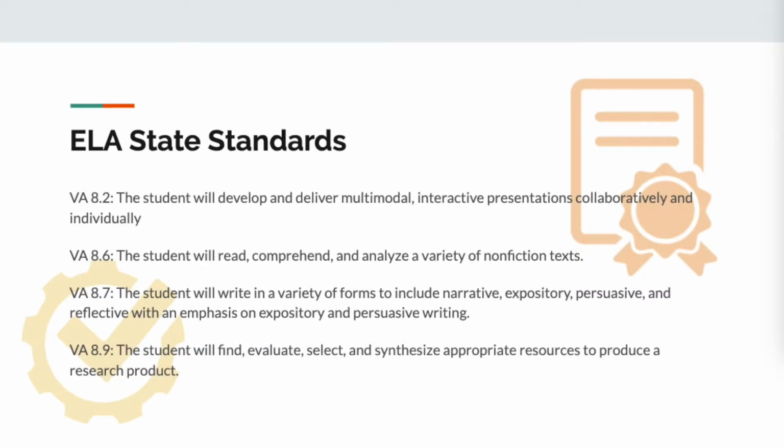Some of the state standards that we'll cover in this unit are 8.2, that the student will develop and deliver multimodal interactive presentations collaboratively and individually. 8.6, that the student will read, comprehend, and analyze a variety of nonfiction texts. 8.7, that the student will write in a variety of forms to include narrative, expository, persuasive, and reflective, with an emphasis on expository and persuasive writing. And 8.9, the student will find, evaluate, select, and synthesize appropriate resources to produce a research project.